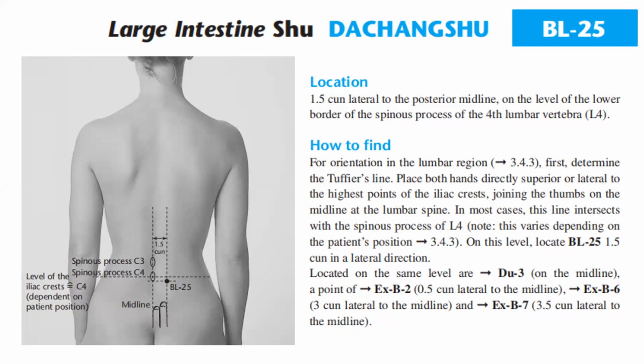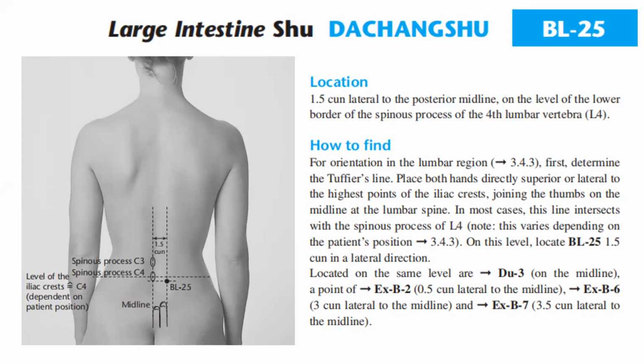How to find bladder 25? For orientation in the lumbar region, first determine the Tuffier's line. Place both hands directly superior or lateral to the highest point of the iliac crest, joining the thumbs on the midline of the lumbar spine. In most cases, this line intersects with the spinous process of L4. Note this varies depending on the patient's position.